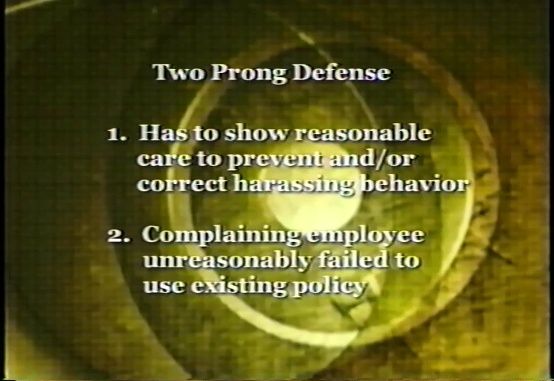The second prong requires the employer to establish that not only did it have an effective policy for preventing or dealing with sexual harassment that was well publicized to employees, but that the plaintiff unreasonably failed to take advantage of that policy. And while that sounds fairly straightforward, there are, of course, a number of questions raised by it in litigation, including what is a tangible job detriment and who is a supervisor?